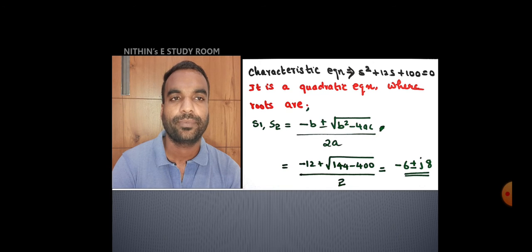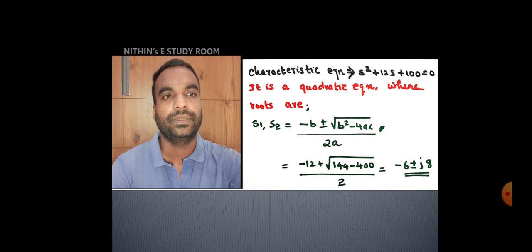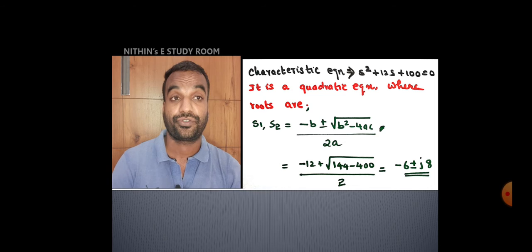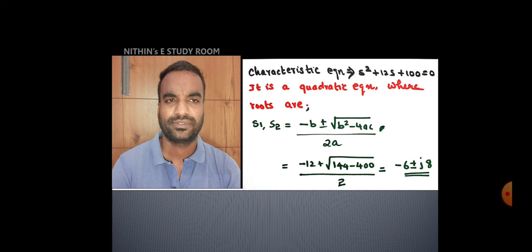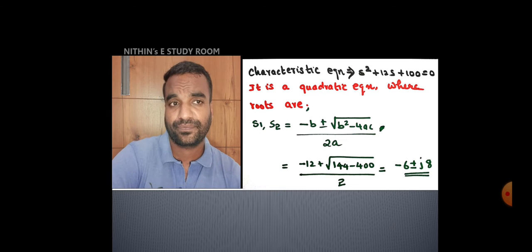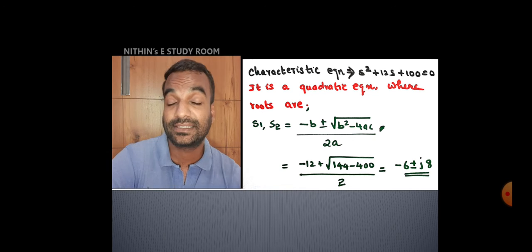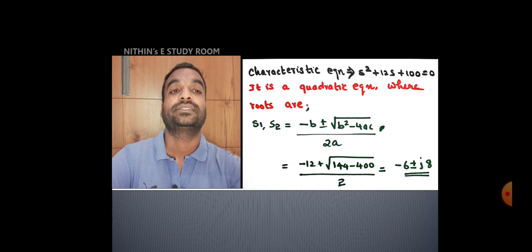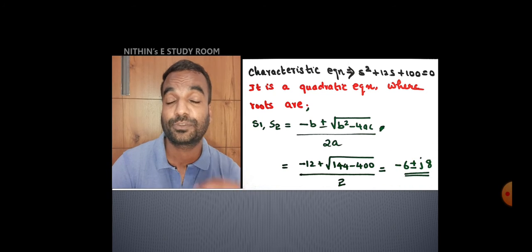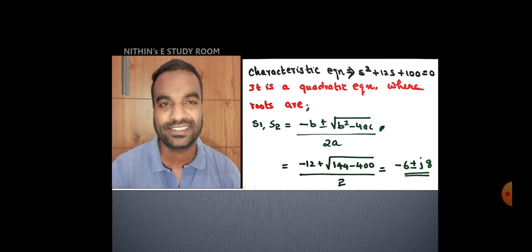Minus b plus or minus square root of b square minus 4ac by 2a. In this equation, a is 1, b is 12 and c is equal to 100. So simply substitute. You will get minus 6 plus j8. So minus 6 plus j8 is s1 and minus 6 minus j8 is s2.